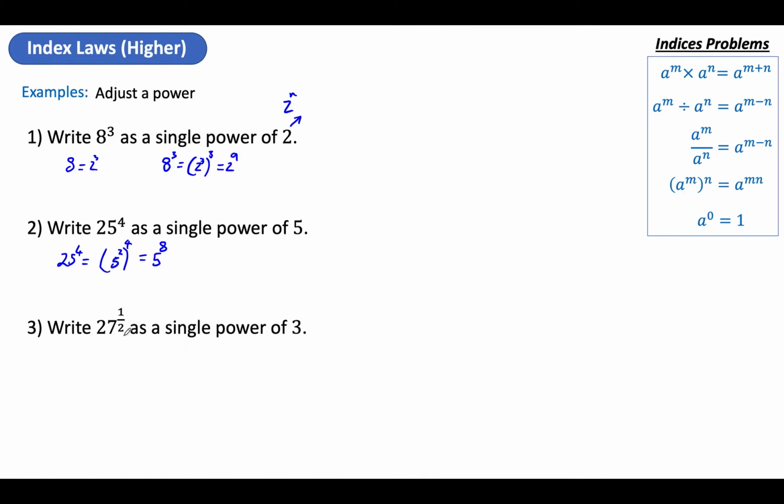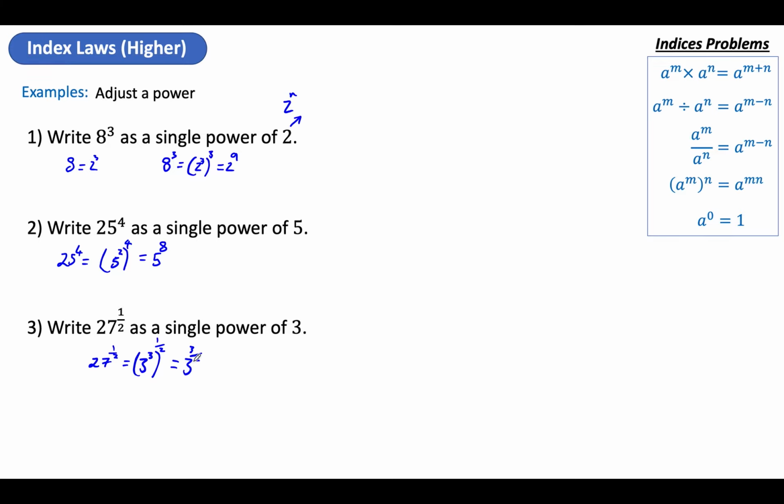Next one, what about 27 to the power of half? Same thing again. 3 and 27. Well, 27 is the same as 3 cubed, right? So we'll put that in a bracket and we'll raise that to the original power, which is a half. So 3 times a half would be, well, just write it as a fraction, 3 over 2. You could write 1.5, but let's stick to the fractions, okay?